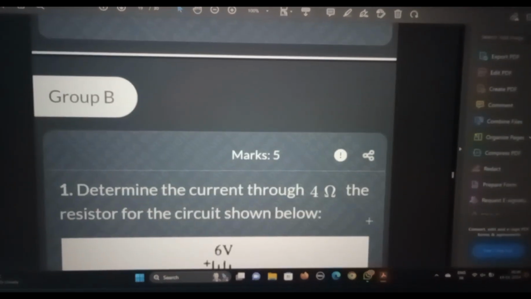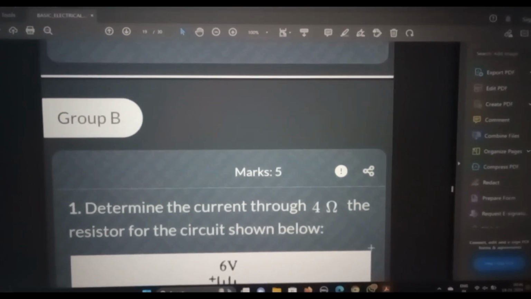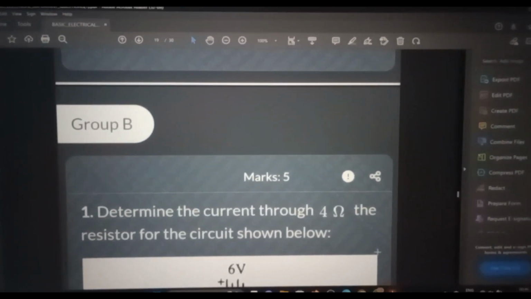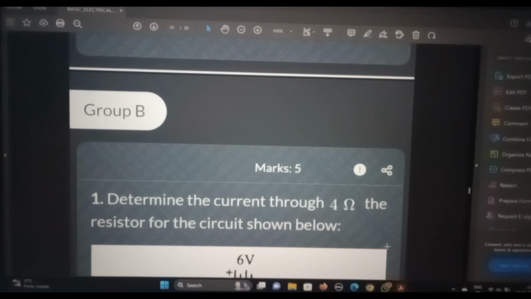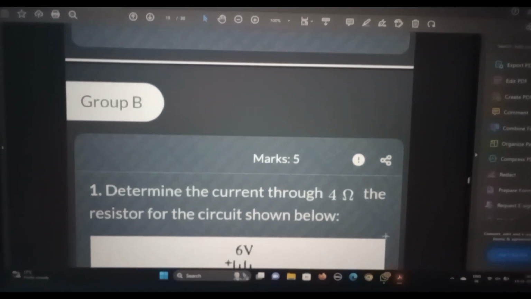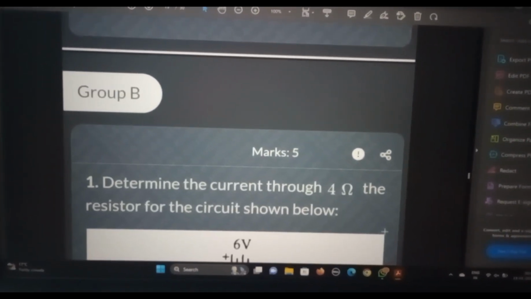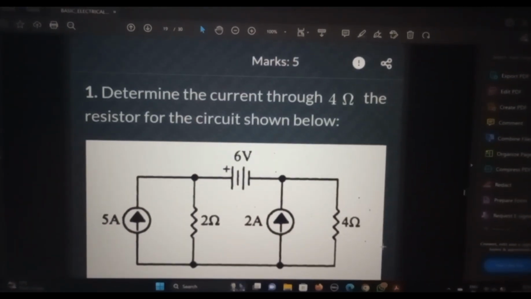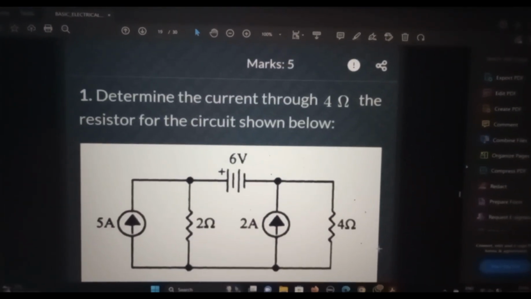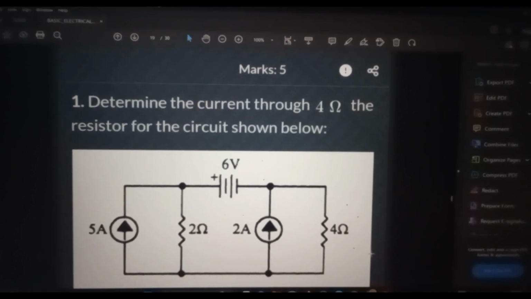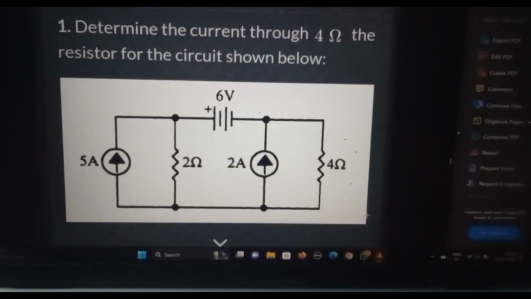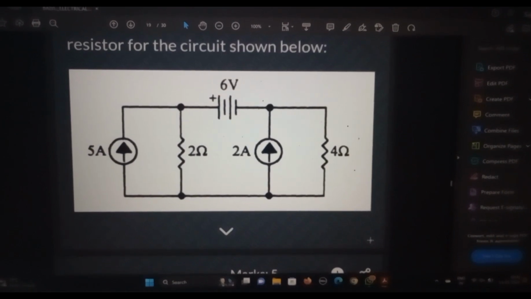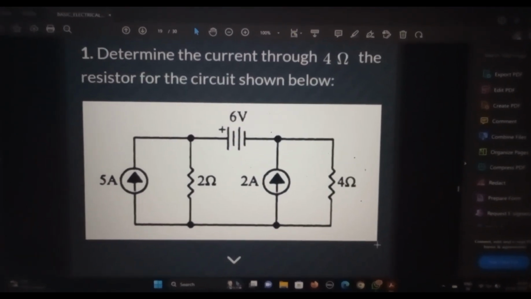Group B, there are 5 questions. Only 3 questions you can attempt. Number 1, Group B: determine the current through the 4 ohm resistor for the circuit shown below. This is the circuit you can solve.